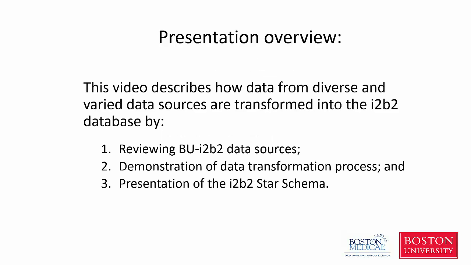In this presentation, the video will describe how data from diverse and varied data sources are transformed into the i2b2 database by first reviewing the BU i2b2 data sources, that's where our data comes from, and then demonstrating in a simplistic fashion the data transformation processes that we use, and finally briefly describing the i2b2 star schema, which is the data structure that we use to actually store the data in.